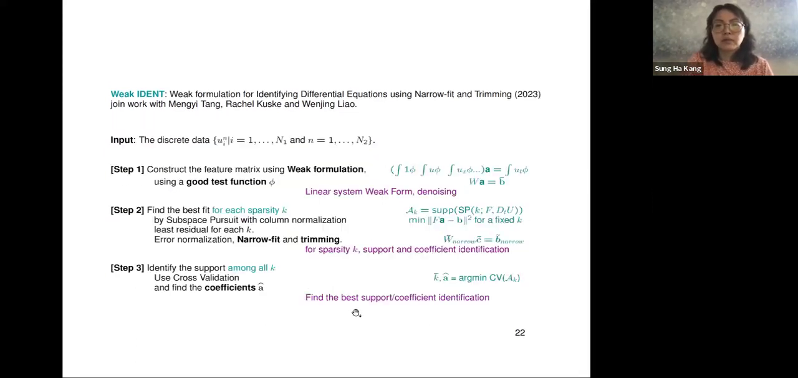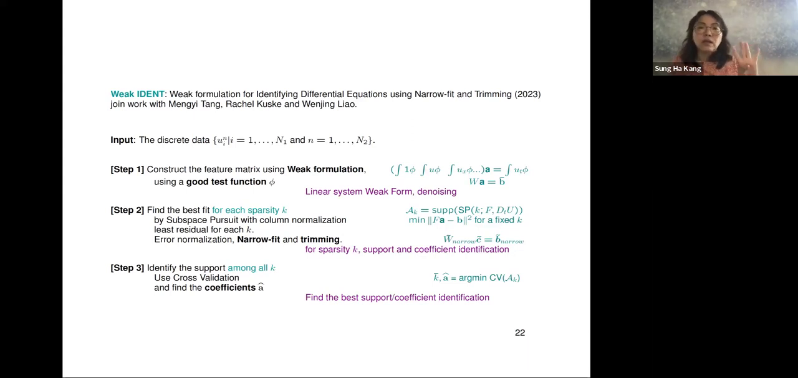Oh, sorry. Yes. So again, talking about the general form, now the linear system is generated with a weak form, and the weak form gives the denoising. Now the support and coefficient identification is merged inside your SP. And then at the end, we just pick the best one. The coefficient identification also got improved with a least square fit as well.